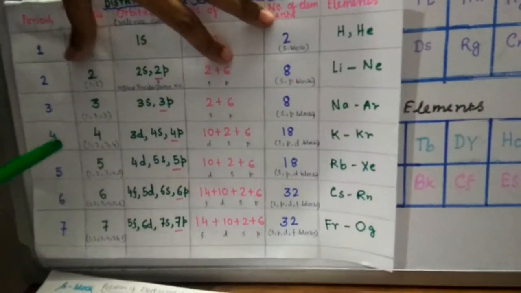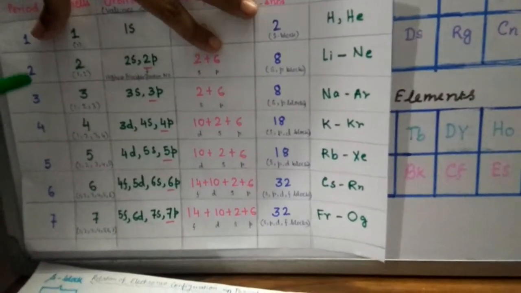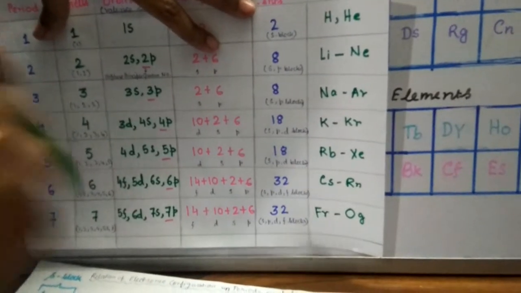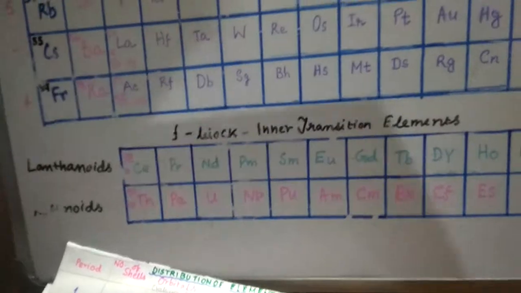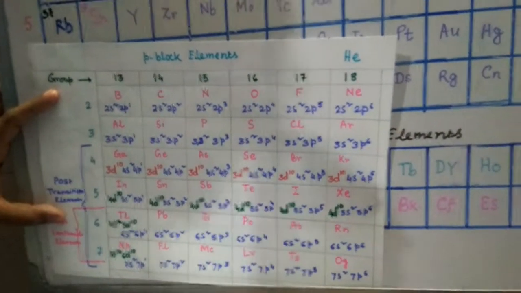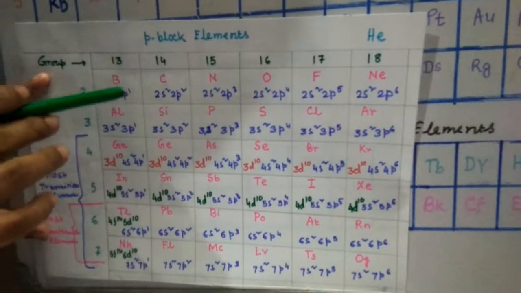So now you can understand from where the period number has come and why a particular period contains a particular number of elements. Now I will show you the electronic configuration of the p block elements. You know they are named p block elements as their valence shell contains p electrons.